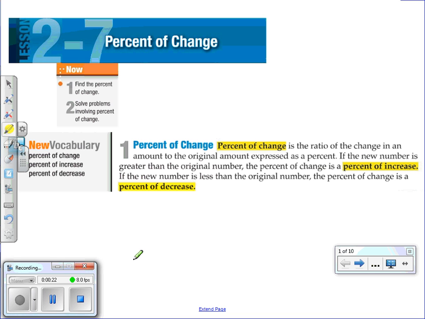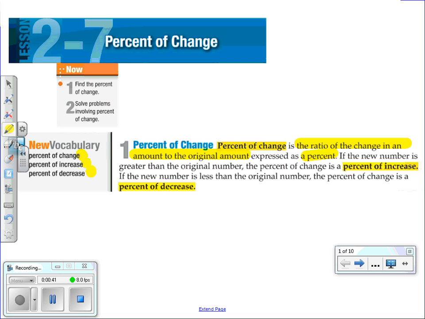We have three vocab words: percent of change, percent of increase, and percent of decrease. The definitions are right here. Percent of change is the ratio of the change in an amount compared to the original amount, and we're going to express that as a percent. That's what that definition is.